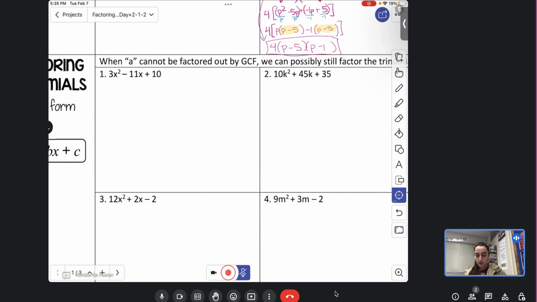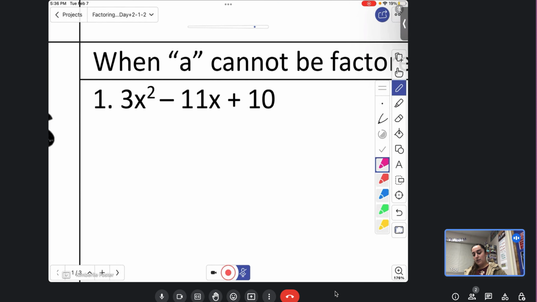Here, a is 12, 9. Okay, so just like before, we do want to check for a GCF first, and if not, we're going to follow the same process. It's just going to look a little bit different. Okay, so on number 1, I notice that I have 3, 11, and 10, and not every term has an x.